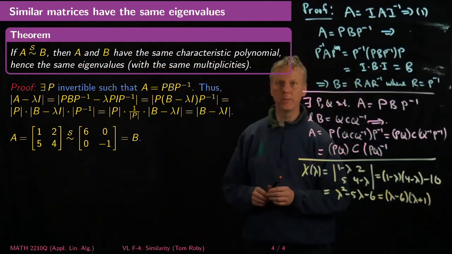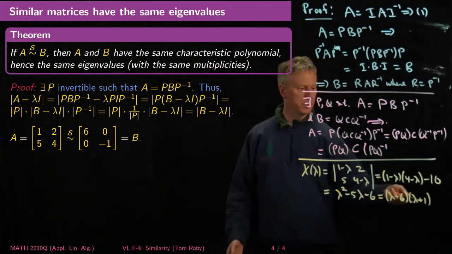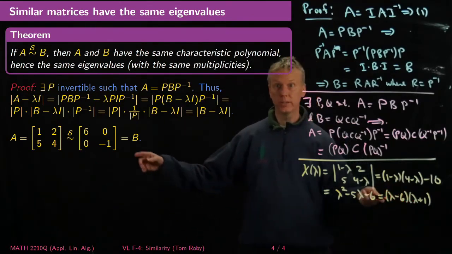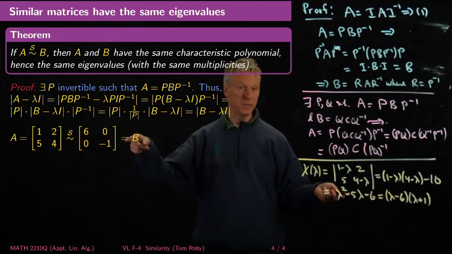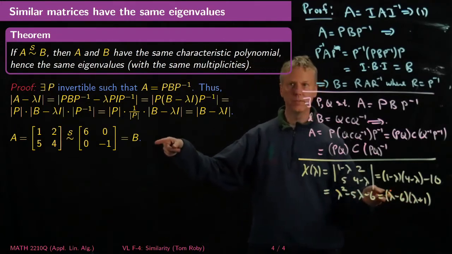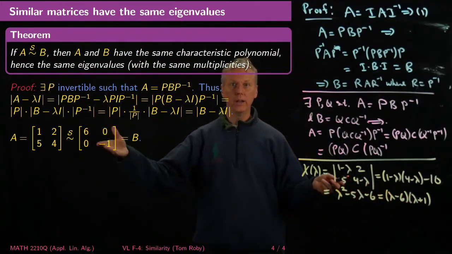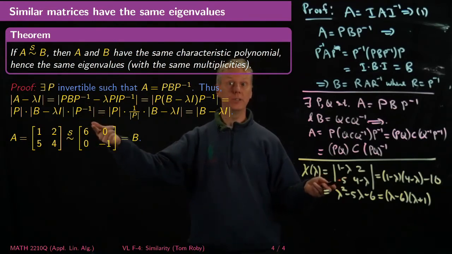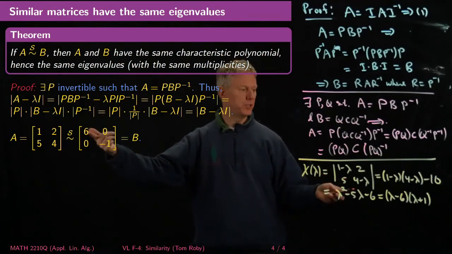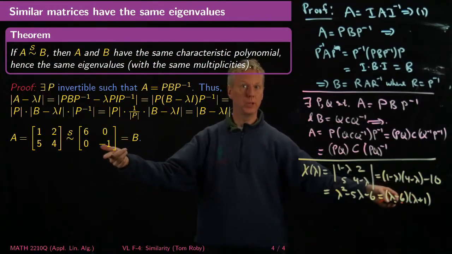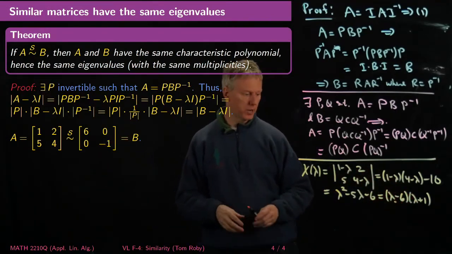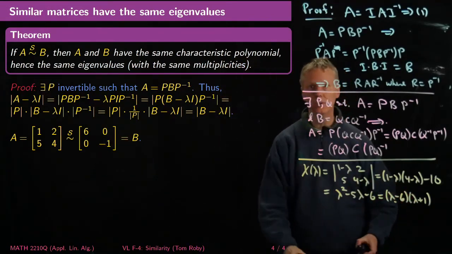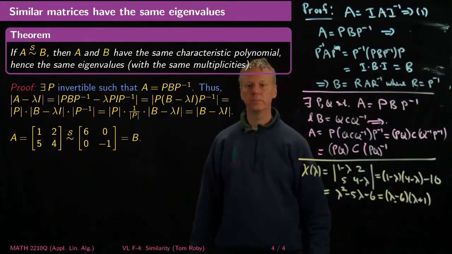So lambda minus 6 times lambda plus 1, well, that means that the eigenvalues of the matrix A are 6 and negative 1, right? Because they're the roots of this. And for a diagonal matrix, the eigenvalues are right on the diagonal, right? So here we can just see that the characteristic polynomial of this should be lambda minus 6 times lambda plus 1. Okay? So the characteristic polynomials of those two matrices are equal.